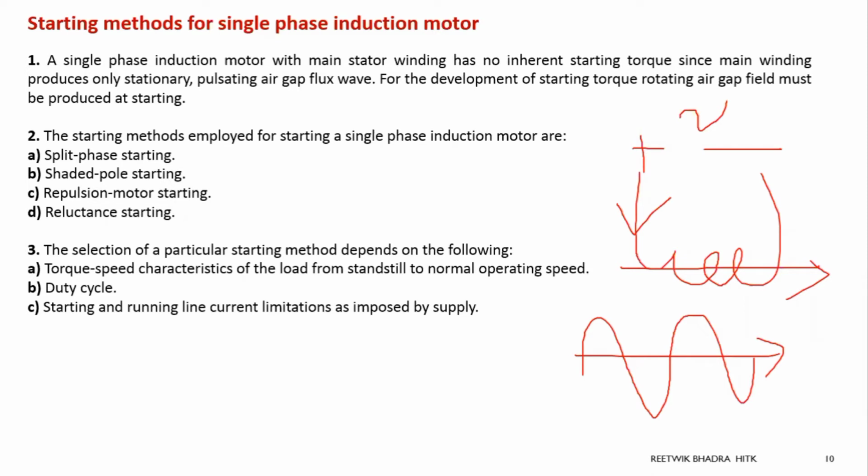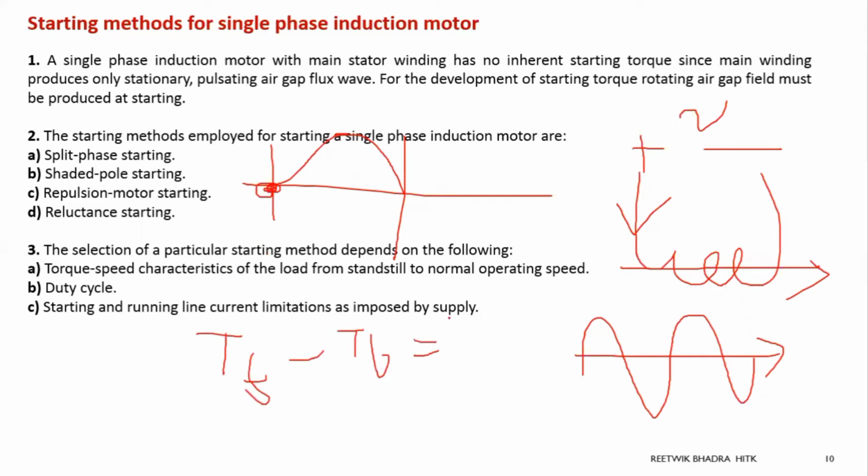And as discussed in our previous lecture, we had shown that our starting torque is 0 for an induction motor. So at this point it is 0. Even with the double field revolving theory, we had shown the starting torque was 0. TF minus TB is equal to your torque, so TF minus TB was equal to 0 at starting.